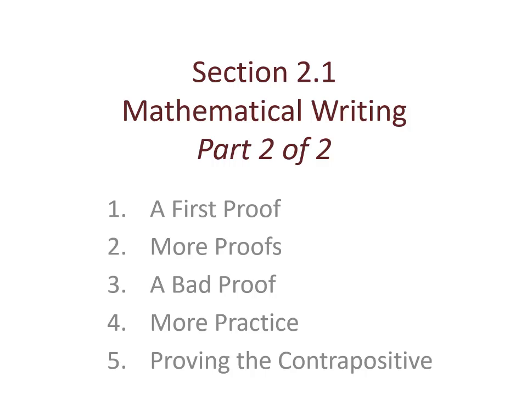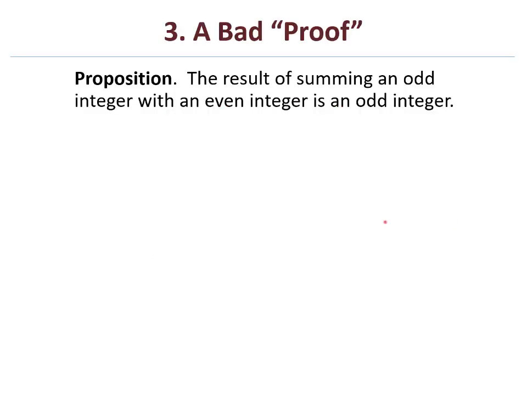Welcome. In this video, we will continue our discussion of section 2.1, the beginning of mathematical proofs. In the first video, we looked at parts 1 and 2, a very first proof, and a few more examples. In this video, we'll look at a bad proof, some more practice, and then this idea of proving the contrapositive. Let's go. To begin, a bad proof.